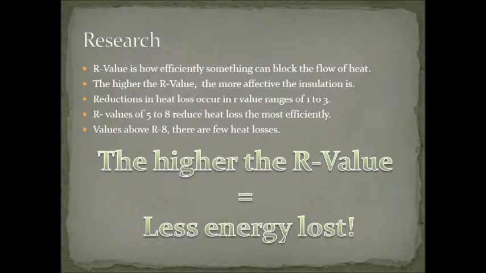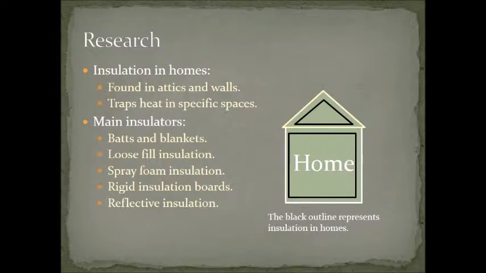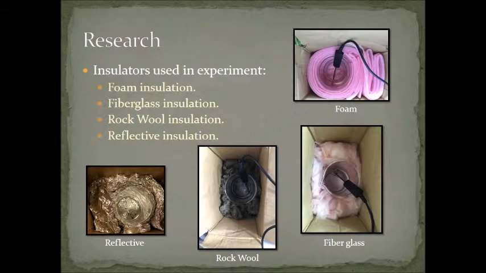R value is how effectively something can block the flow of heat. The higher the R value, the less energy is lost. In homes, five main insulators are found in attics and walls to trap heat in specific areas. The insulators used in this experiment were foam insulation, fiberglass, rock wool, and reflective insulation.